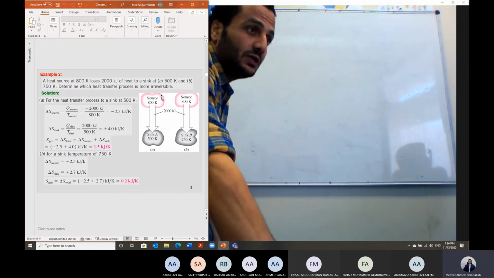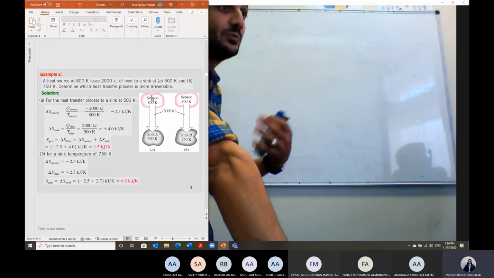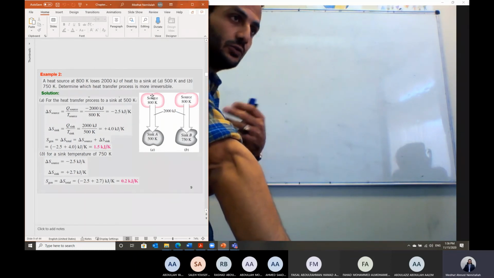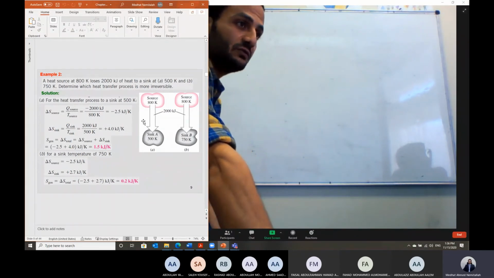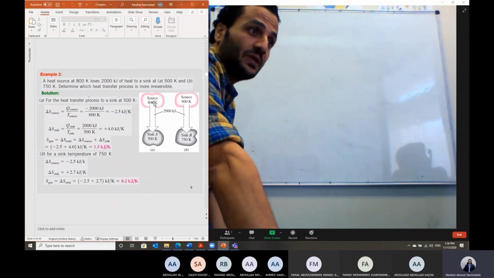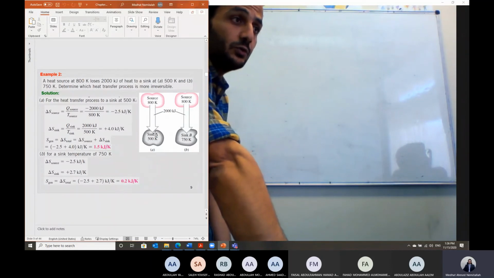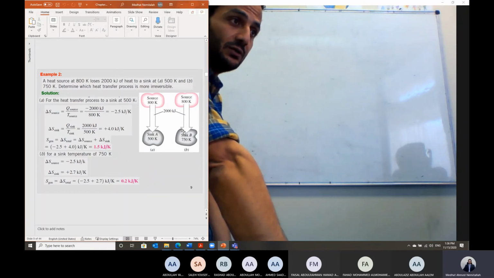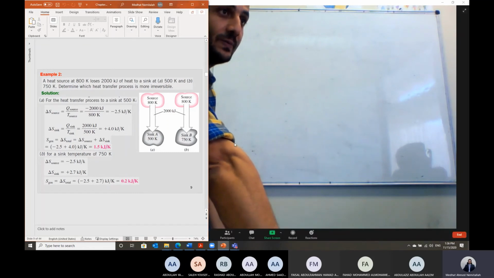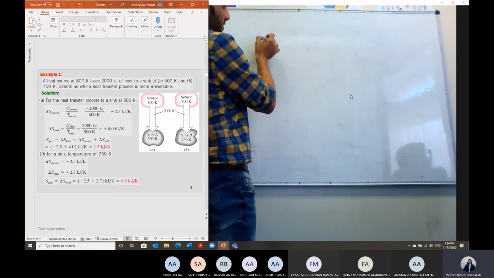And he asked us to calculate which of the two systems is more irreversible, which of the two systems has more losses. So if I need to calculate which system has more losses, I have to calculate the entropy generation for each case. In the first case, we have 2000 kilojoules of heat transferred from a high temperature equal to 800 to a low temperature equal to 500. In case B, the same amount of heat is transferred, but from high temperature 800 to low temperature equal to 750. So which of them is more irreversible? In this case, we have to calculate the entropy generation.